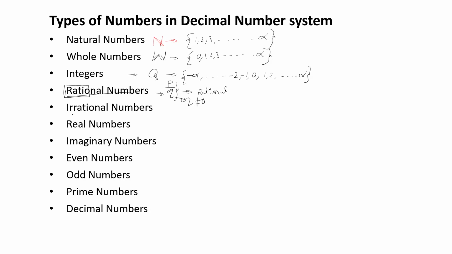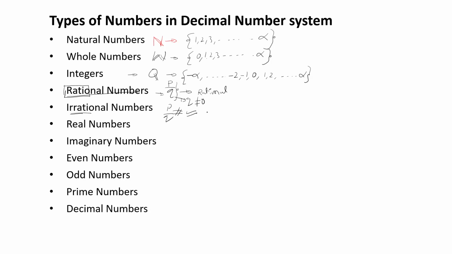Now coming to the irrational number: if we could not write a number in the form of p by q, then that is called an irrational number. This is also very important. Rational numbers you can simply remember from the name itself, ratio. We can write it in the ratio form p by q, and q should not equal 0. That number is called a rational number. An irrational number is one that cannot be written in the form of p by q.